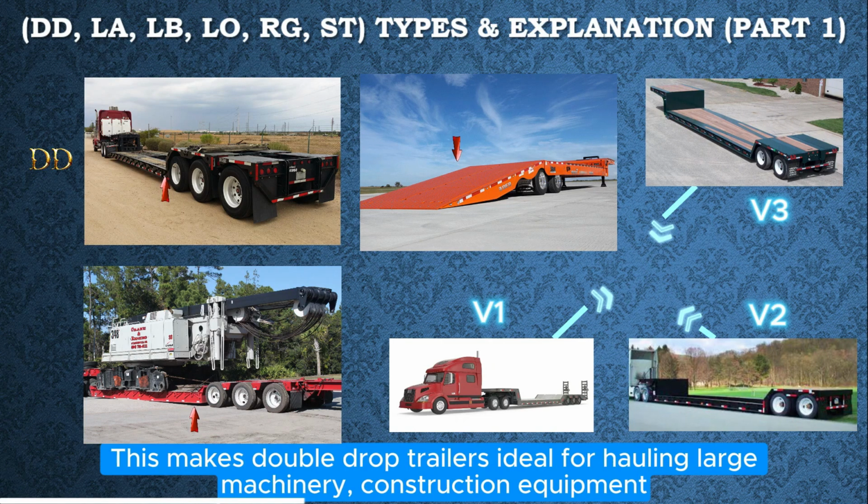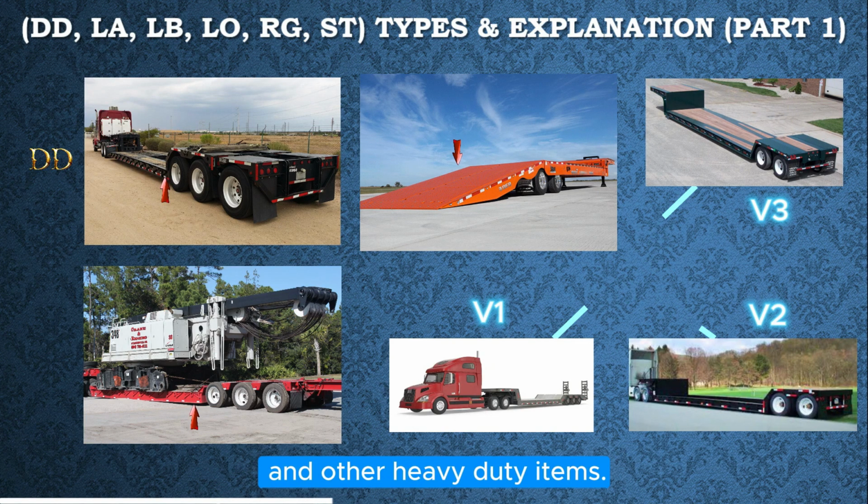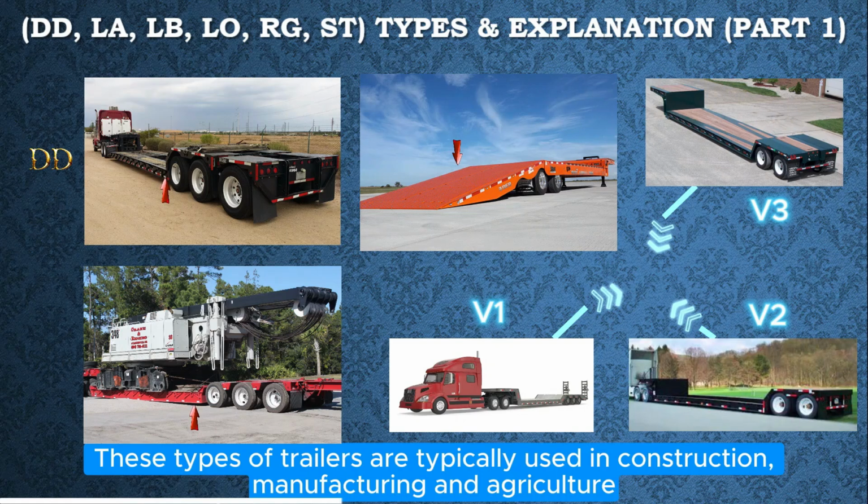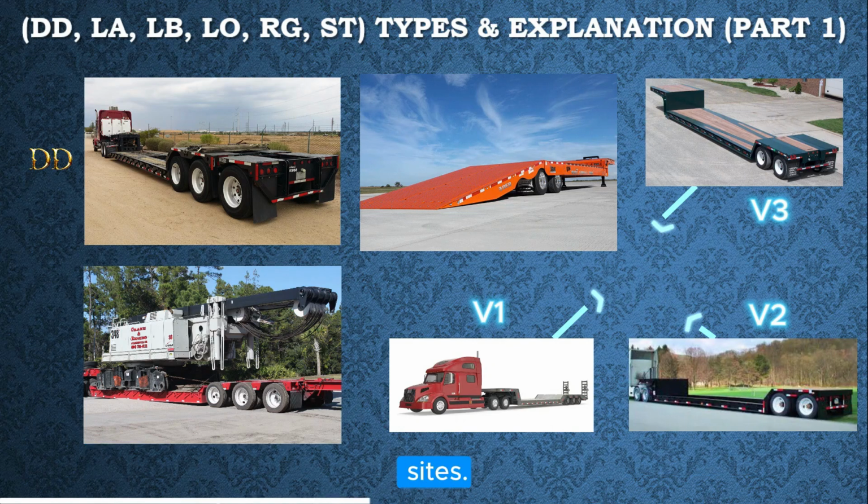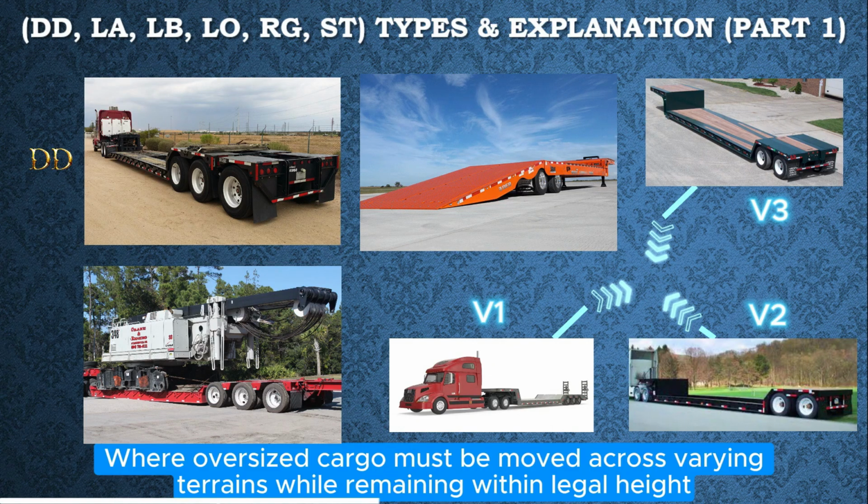This makes double drop trailers ideal for hauling large machinery, construction equipment, and other heavy-duty items. These types of trailers are typically used in construction, manufacturing, and agriculture sites, where oversized cargo must be moved across varying terrains while remaining within legal height limits.